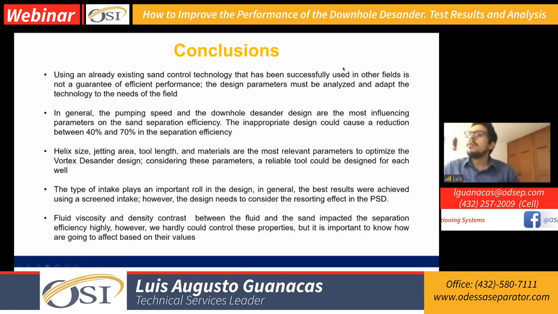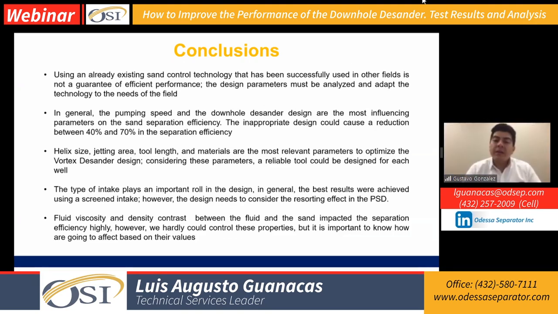Okay, we're right now in the conclusion. Like I said before, using a standard tool and existing technology is not always a guarantee that your application is going to be successful. The recommendation is to design the parameters, analyze your condition, and adapt, or maybe fit and match, this new technology to the conditions of your field.